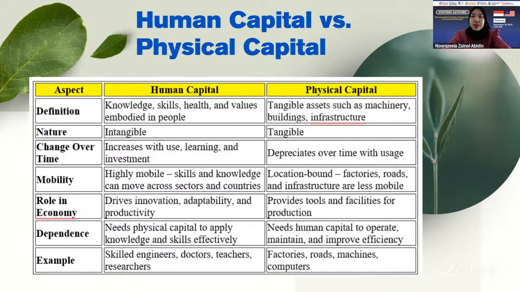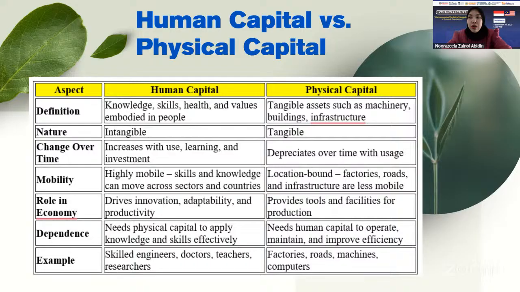Over time, human capital increases through learning and investment. When we invest in human capital, we can increase our skill. But physical capital depreciates over time with use. On mobility, human capital is highly mobile: skill and knowledge can move across sectors and countries. But physical capital is location bound; factories, roads, and infrastructure are less mobile.